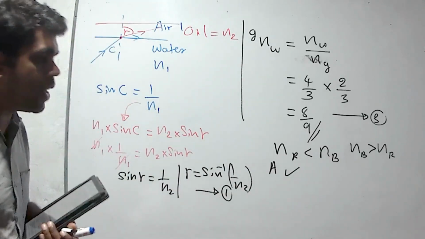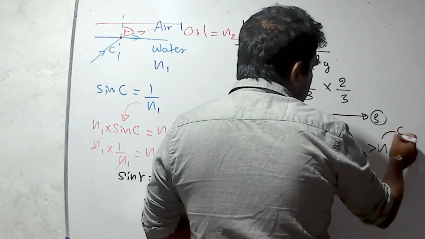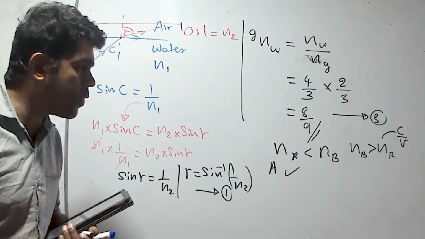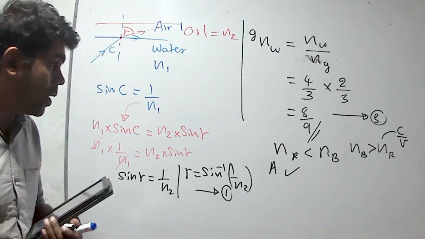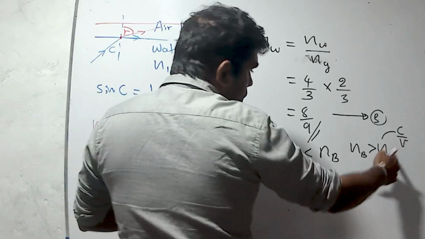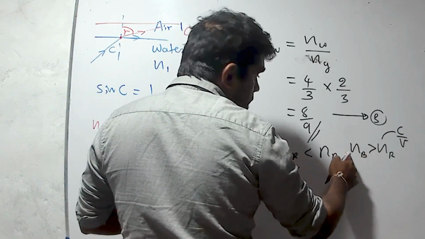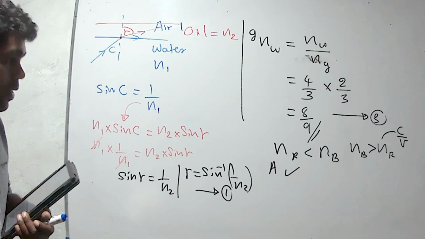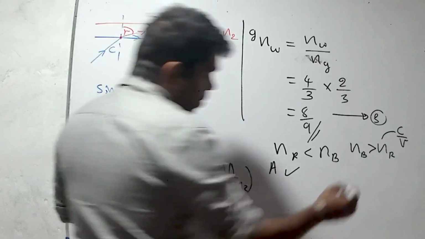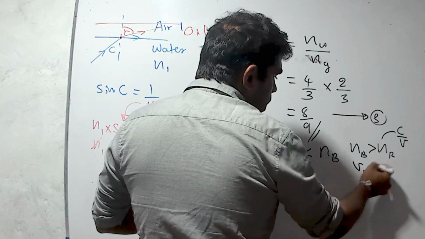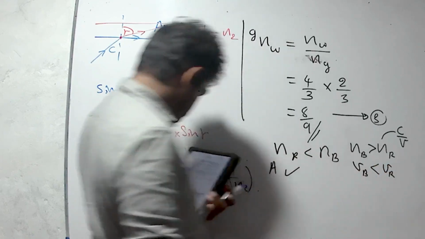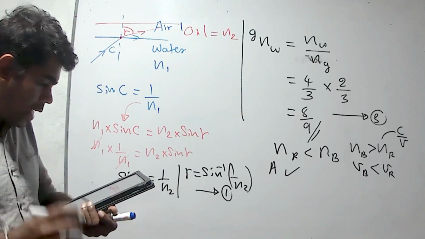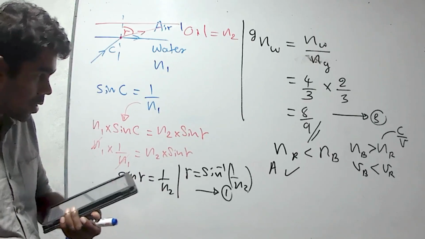We know that refractive index is C over V. C means the velocity of light in vacuum, divided by V, the velocity of light in the corresponding medium. Therefore, when the refractive index is increasing, the velocity of light should decrease. Then the velocity of blue light should be less than the velocity of red light in crown glass. Now I will read the statement again. Speed of red light greater than blue light in crown glass. Yes, it is also correct.